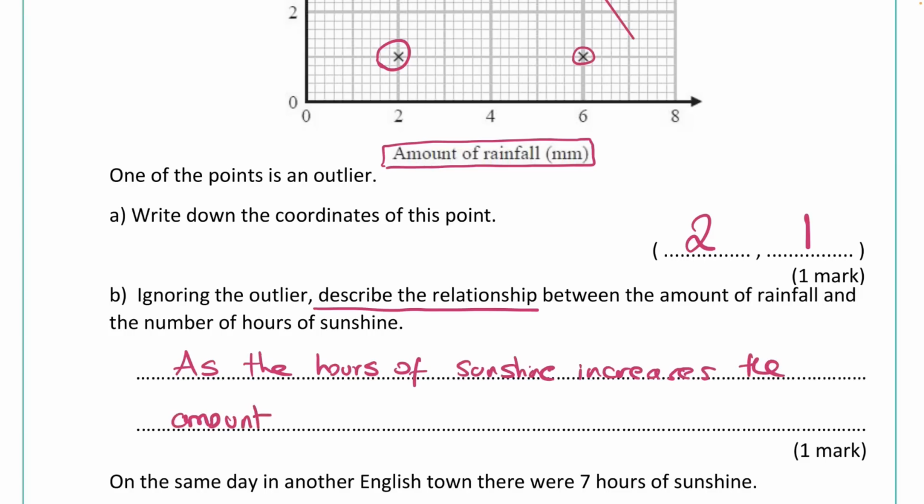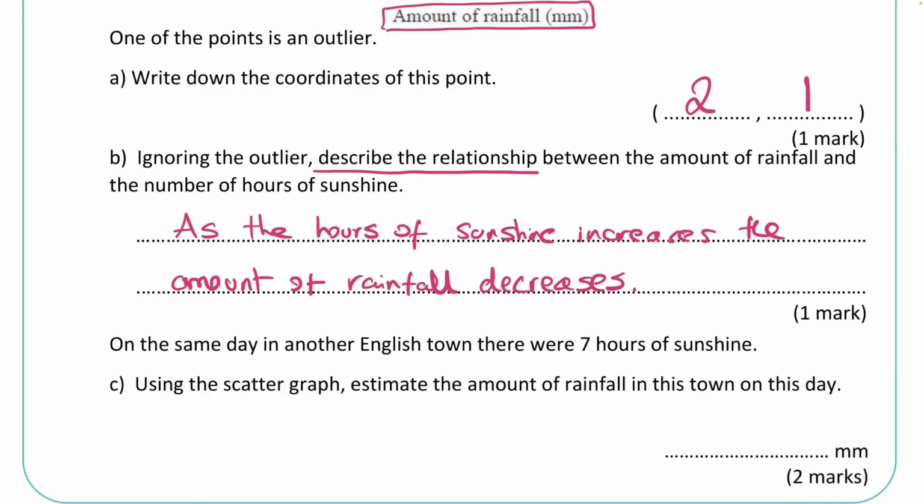And there we go. You could also say it the other way around. So as the amount of hours of sunshine decreases, the amount of rainfall increases. But we've gone for this one: as the sunshine increases, the amount of rainfall decreases. And there we go, we have described that relationship.